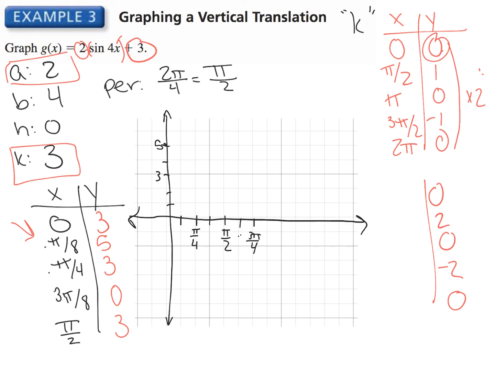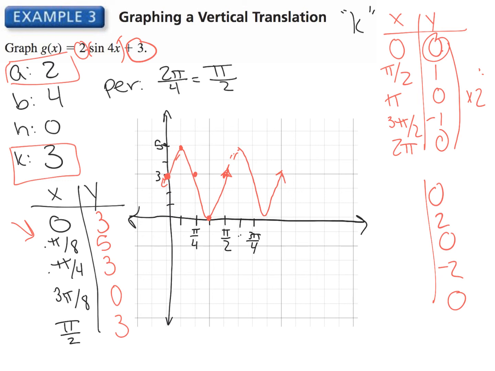So going ahead and plotting the points. So that's one period, and obviously I could continue it on. And it would go back up to here, down, here, up. And you can see it continues on forever and ever. Make sure to have those arrows at the end.